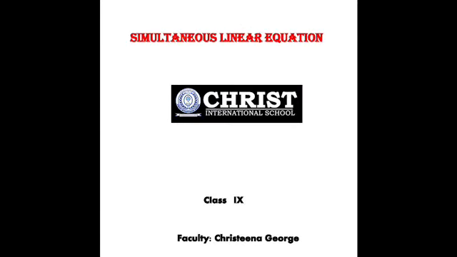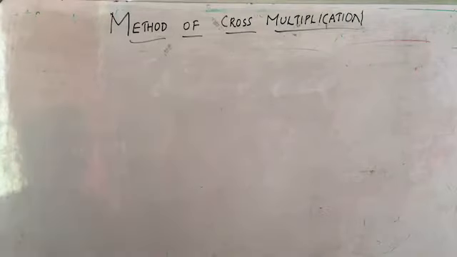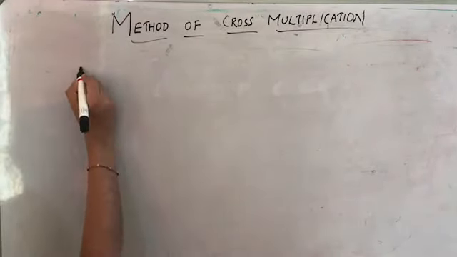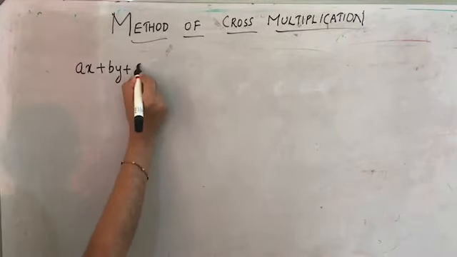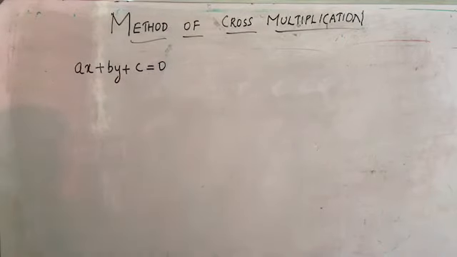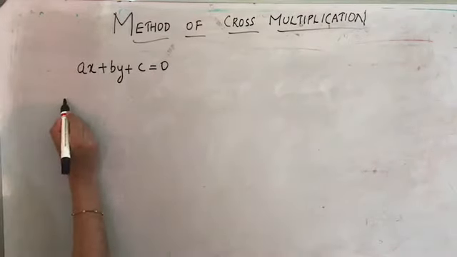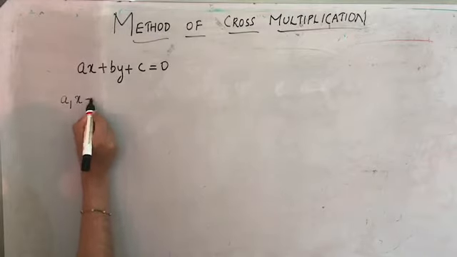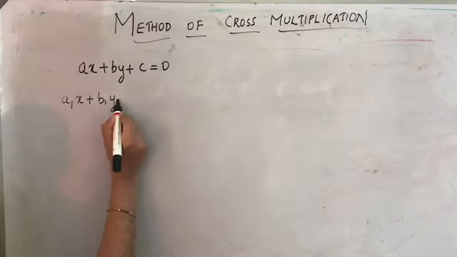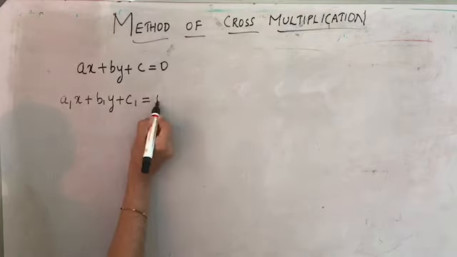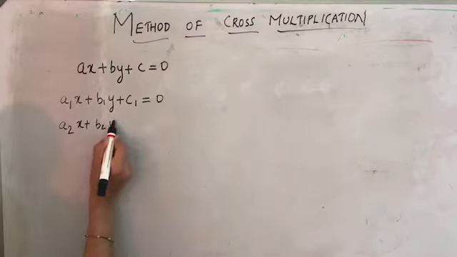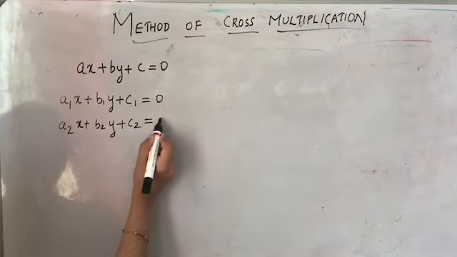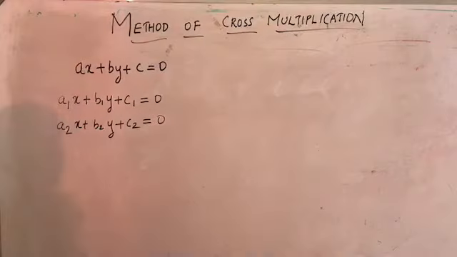Dear students, let me start with the third method, that is the method of cross multiplication. We all know that the standard form of the linear equation is ax plus by plus c equals 0. So when you consider two simultaneous equations, you can consider them as a1x plus b1y plus c1 equals 0 and a2x plus b2y plus c2 equals 0. These are the two given equations.